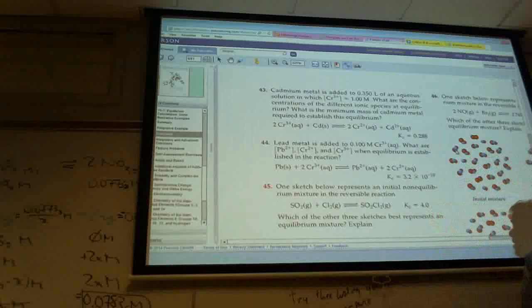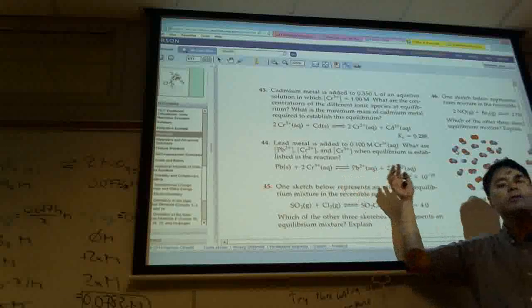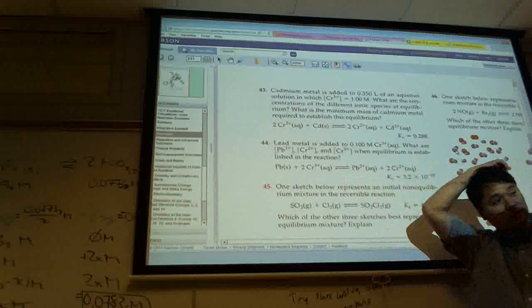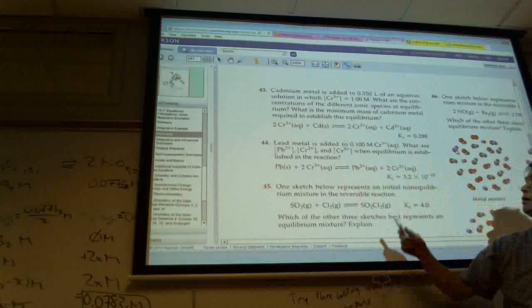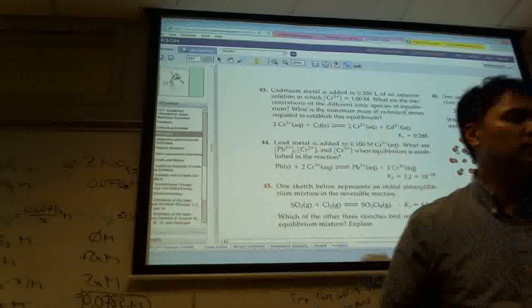But in this case, in Chem 1B, we're going to find out that even though we say there's no reaction, a little bit of reaction can occur. And what we want to find out is, what is that little bit of reaction that can occur? And so let's go ahead and do number 44 as the next example here.